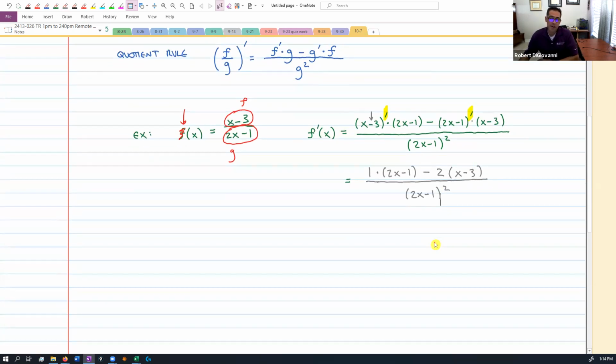And then I'll just do some algebra here. There's not a whole lot to do. I distribute a 1 through here, so I get 2x minus 1. I distribute a negative 2 through there. I get negative 2x plus, no, hold on. Yeah, plus 6. All right. Over 2x minus 1 squared.